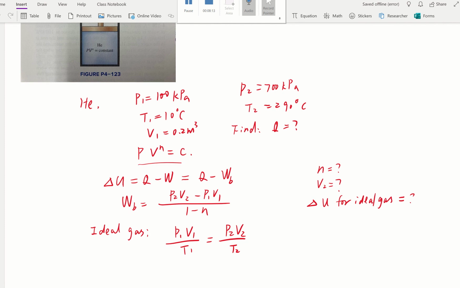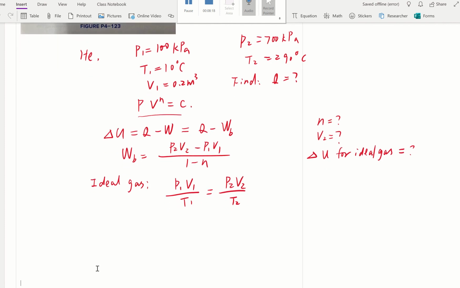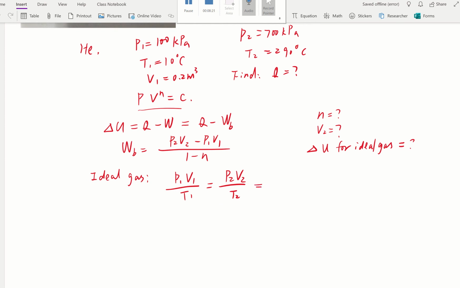So from here, we can go ahead and find our V2. Let's see. P1 is 100 kilopascal. Our V1 is 0.2 meter cube. Our T1, 10 degrees Celsius, that's 283 Kelvin. We have to change that to Kelvin. P2 is 700 kilopascal, and volume 2 is what we are solving. T2 is going to be 290 plus 273, which gives us 563 Kelvin.